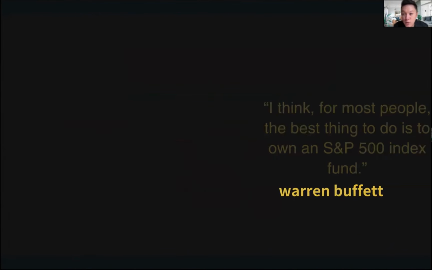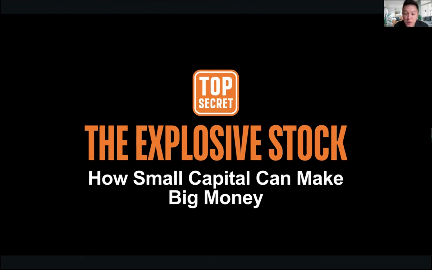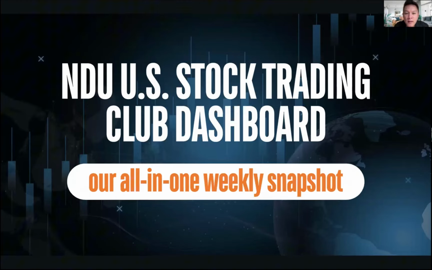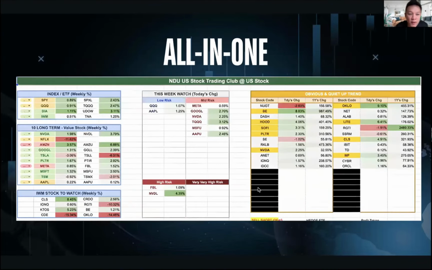So, explosive stocks. How can small capital become big? There are a few things. Let me quickly share with you how small capital can become big. This is our US stock trading club. On this dashboard, on the left, is the S&P, QQQ, Dow Jones. Every week we have a routine to go through the S&P, QQQ, Dow Jones, and IWM.